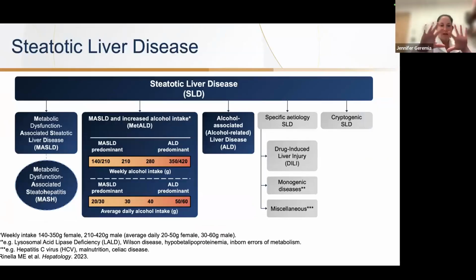Patients are not always particularly forthcoming with their alcohol use. So we break it down by weekly or daily alcohol intake in grams of alcohol. Is it more MASH? Is it more alcohol? Where are they going to fall?